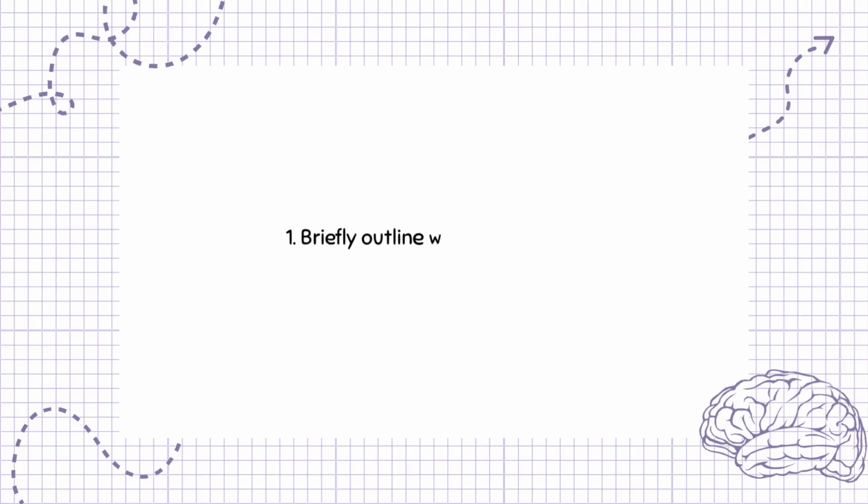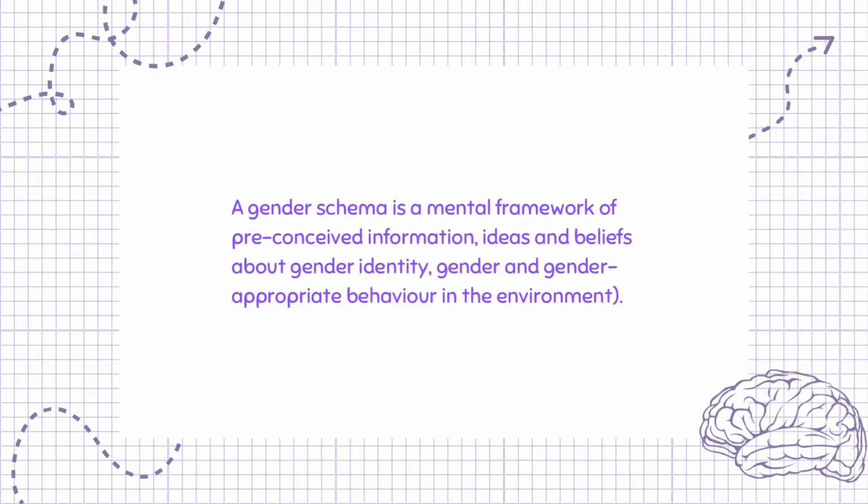Question 1. Briefly outline what is meant by gender schema. 2 marks. A gender schema is a mental framework of preconceived information, ideas, and beliefs about gender identity, gender and gender-appropriate behavior in the environment.